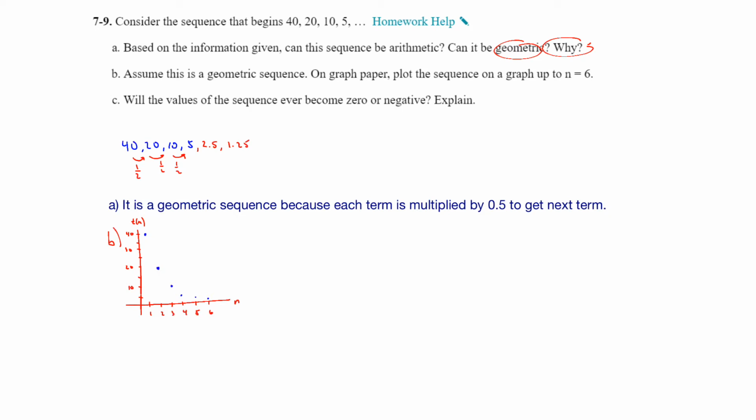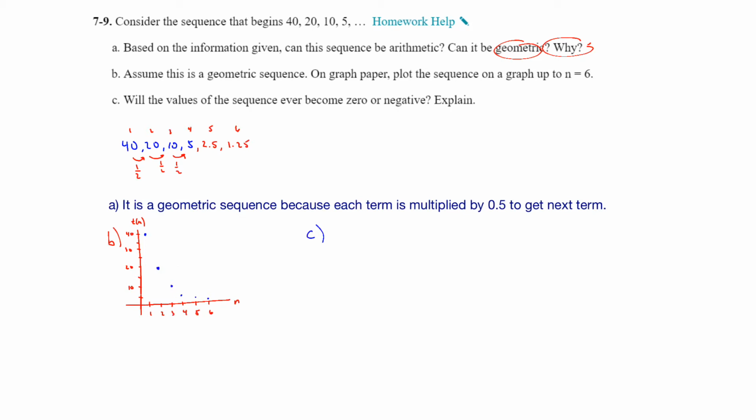So there's the graph. Your x-axis I put as n, and the y-axis I put as t, because it is a sequence that we're looking at here. I didn't connect the points because it's discrete, because we're talking about individual terms. So we have term 1, 2, 3, 4, 5, and 6. And then those values would be your dependent variable.